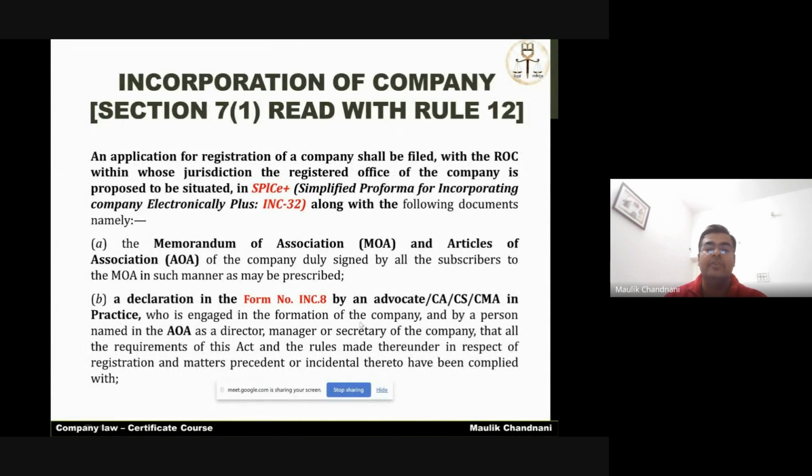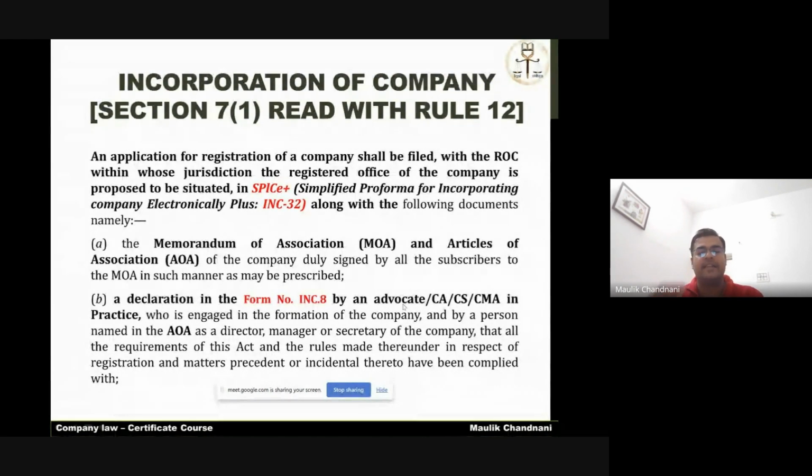Along with it, you need to file a statutory declaration in form INC 8. The INC 8 will be uploaded as an attachment to the main form, that is SPICE Plus. So what is the first attachment of SPICE Plus? MOA and AOA. What is the second attachment of this form? INC 8. This is a legal declaration by a practicing professional.